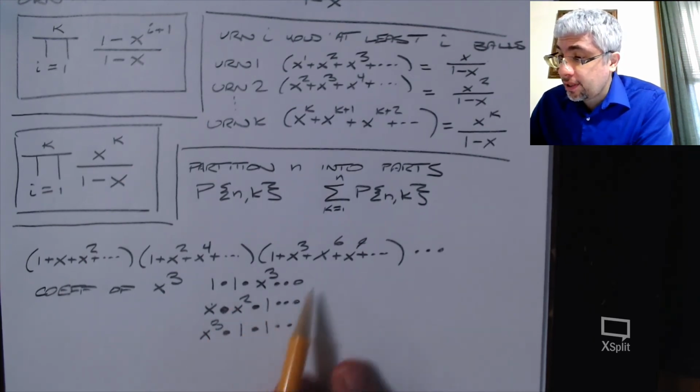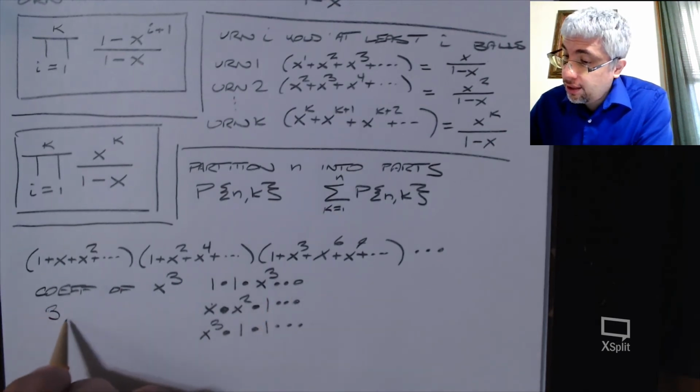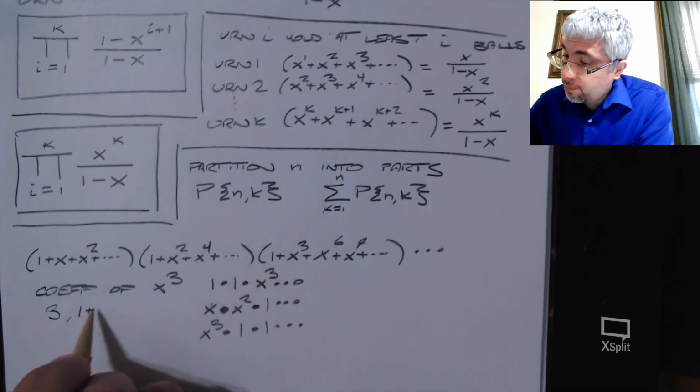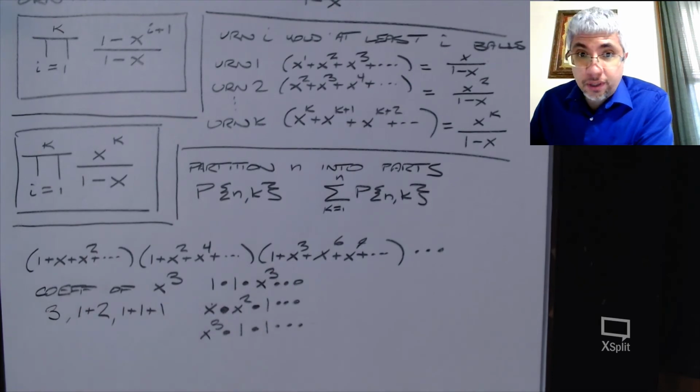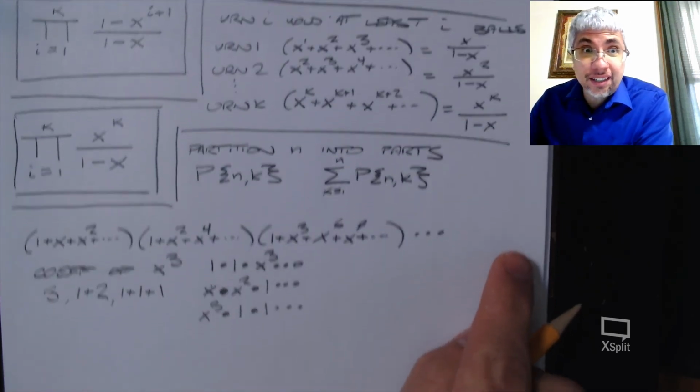And what did this correspond to? Well, this corresponded to the partitions of 3, which were 3. This corresponded to 3, this corresponded to 1 plus 2, and this corresponded to 1 plus 1 plus 1, which is exactly what I got. So it makes sense for us to add this together.